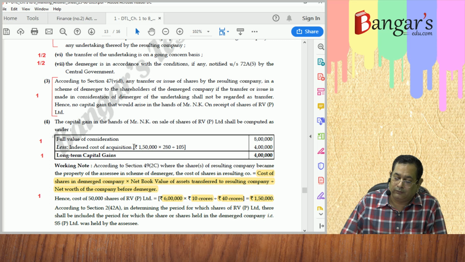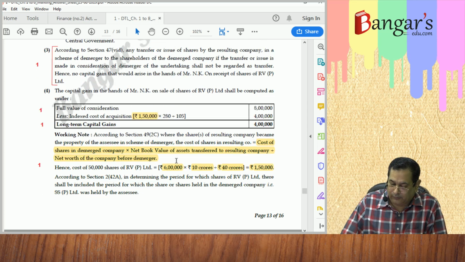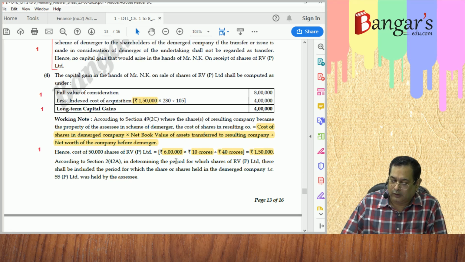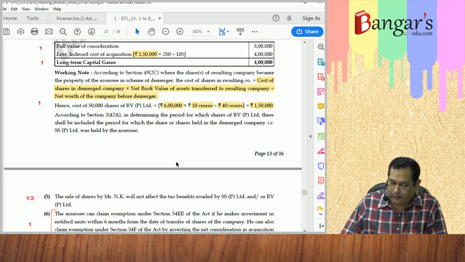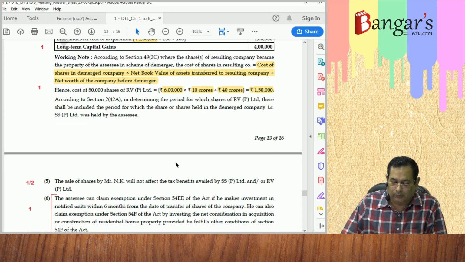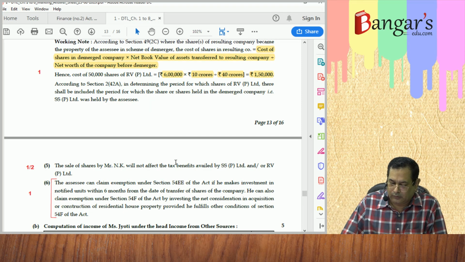And the period of holding of the shares of the demerged company will be included here. So indexation will be from 105, and this way you have to compute the capital gains. And is he eligible for any exemptions? In case he purchases any residential house, then the capital gains can be exempt under 54F, or he can buy the units. He can claim exemption under 54EE.